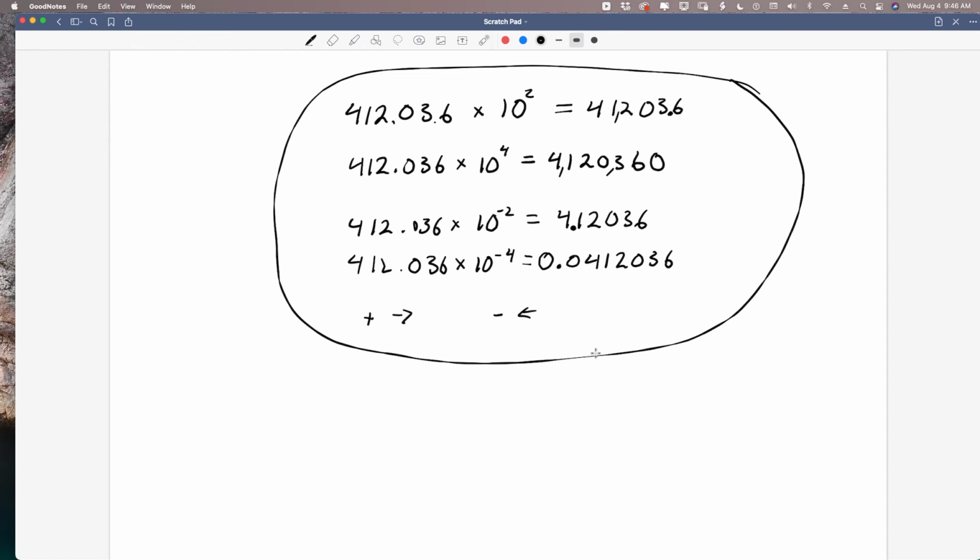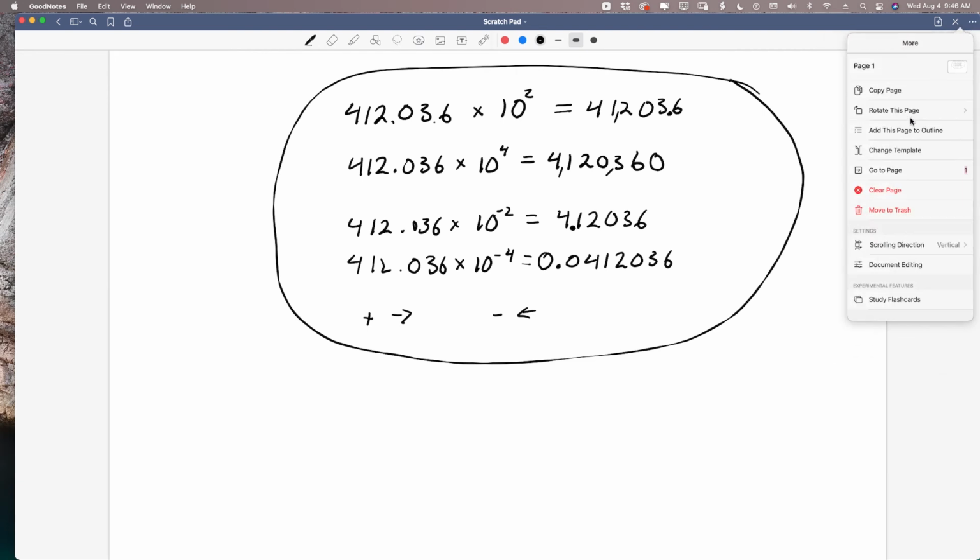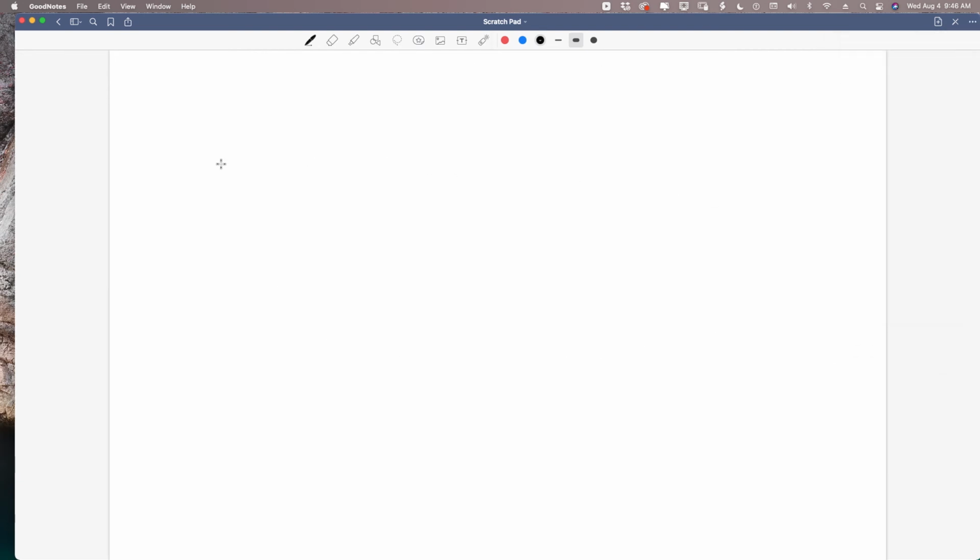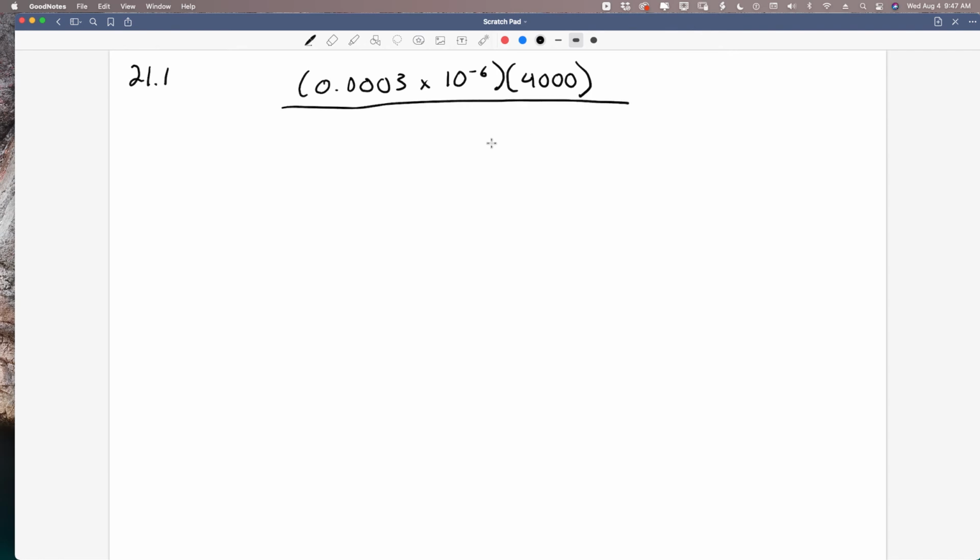All right, so I'm going to clear this page because we have a problem that's kind of large that we need to look at. So our problem is 21.1, and it is 0.000. I'm going to try not to say this and just let you guys copy. I have a bad habit of saying the number as I write it down. I'm trying not to do that this time, so you guys can copy that problem.